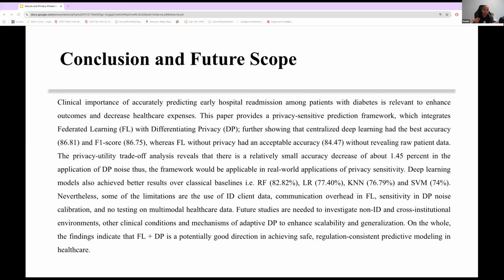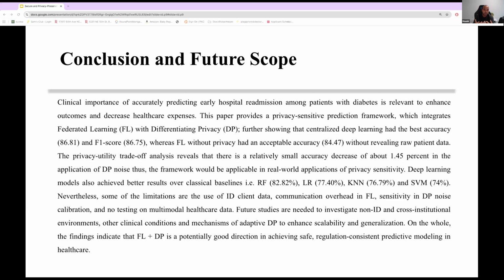By identifying at-risk patients early, we can significantly enhance patient outcomes and decrease the financial burden on the healthcare system as well. In this paper, we successfully provide a privacy-sensitive framework that integrates federated learning effectively with differential privacy to meet these needs. And again, centralized deep learning will always set the benchmark, but our federated approach proves that we can achieve highly competitive results without revealing the raw patient data or making them a target of inference attacks.